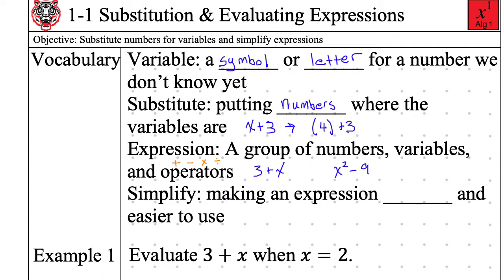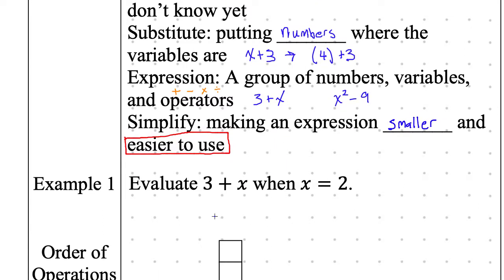So I'm gonna box this. This is kind of important. It makes it easier to use. That's the easiest way that I can define to simplify. For us, it usually makes it smaller. So it's making an expression smaller and easier to use. The key definition on simplify is making it easier to use, and generally it makes it smaller. Of course, I'm repeating myself now.